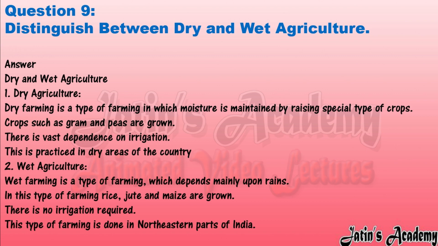2. Wet agriculture. Wet farming is a type of farming which depends mainly upon rains. In this type of farming, rice, jute and maize are grown. There is no irrigation required. This type of farming is done in northeastern parts of India.